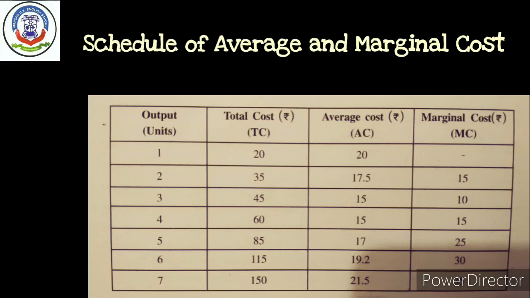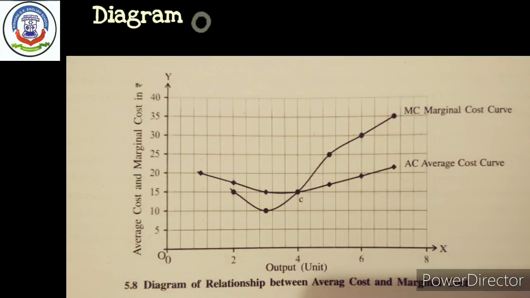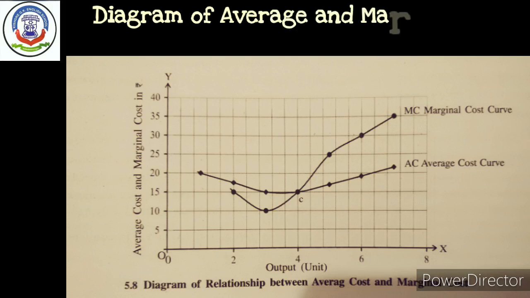total cost 150 divided by 7. Total cost divided by production units means 150 divided by 7 is equal to 21.5 rupees average cost, and marginal cost is 35. It means recent total cost minus previous total cost is equal to 35: 150 minus 115 is equal to 35 rupees marginal cost. In the diagram, on the x-axis production units and on the y-axis the average cost and the marginal cost are shown.